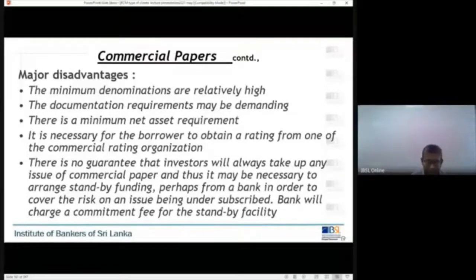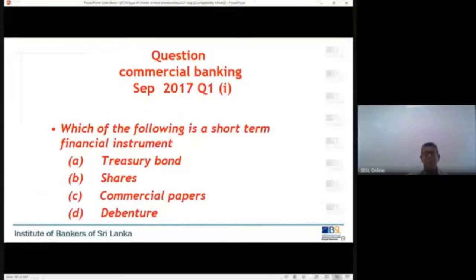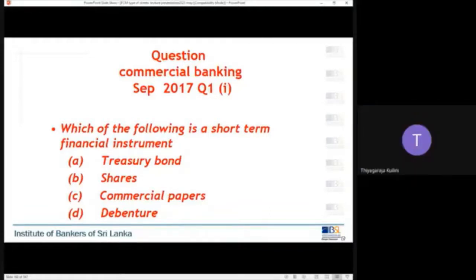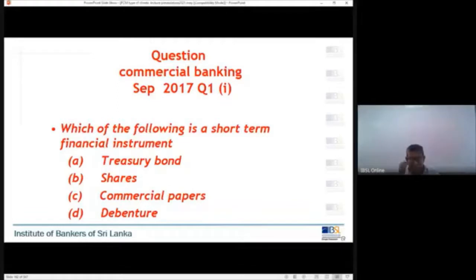That's enough, right? Okay, now can you answer this question? This is not my subject, right? Commercial banking paper. So what's the answer? That question appeared in 2017. Can you tell me what's the answer? C. Right. A treasury bond is 2 to 3 years. Shares are unlimited. Debenture, I told you, is usually 2 to 5 years.